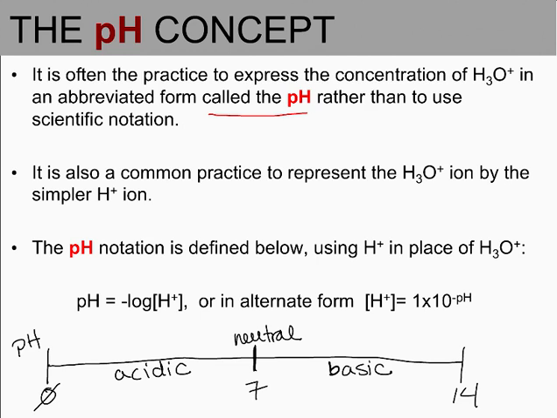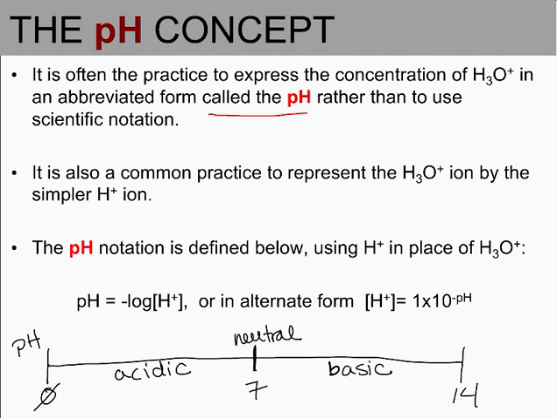And we can measure the pH of different solutions using a few different methods. So we can use something called pH paper, or we can use an electrode. So pH paper will change color based on whether the solution is acidic or basic. So it'll turn red in acidic solutions and blue in basic solutions.